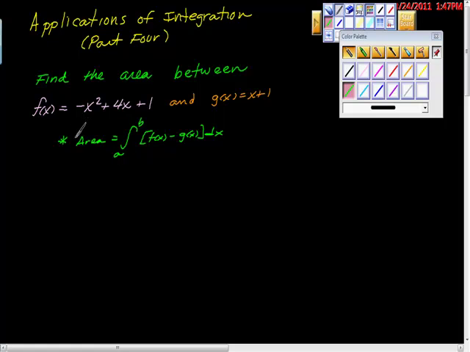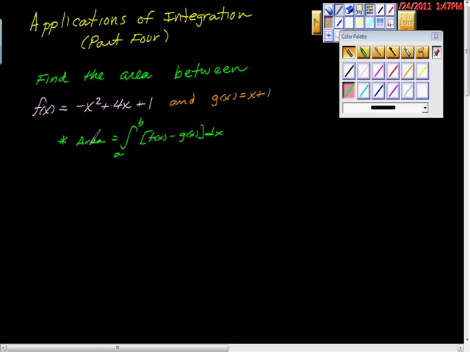First, we start with this. We want to find the area between f of x equals negative x squared plus 4x plus 1 and g of x equals x plus 1. So here we have a minimum parabola and a line, and there's some area between them.